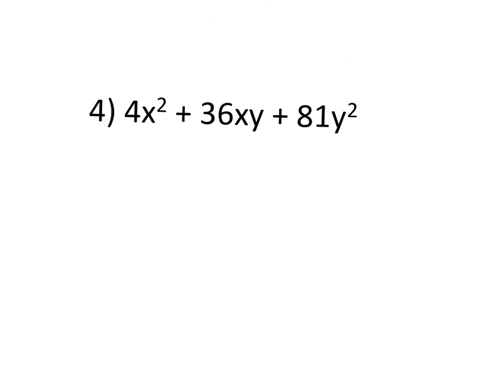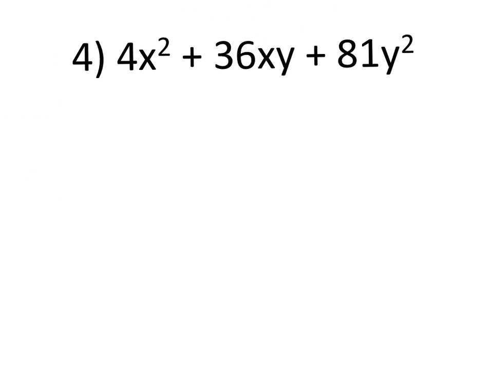Okay. Example 4, let's try it again. So we're going to square root the first guy and the last guy. So the square root of 4x squared is 2x. The square root of 81y squared is 9y. And now you have to double check this middle part, okay?